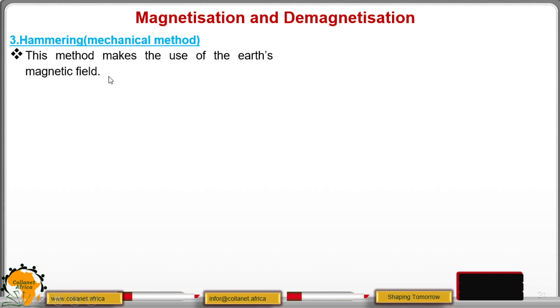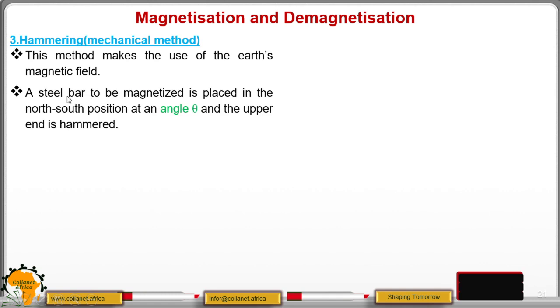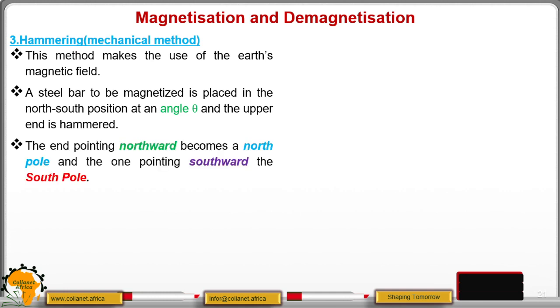Now, when you are using this method, we try to use the Earth's magnetic field. So we make sure that the material that is being magnetized is placed in north-south direction. We place it in this direction so that we can utilize the magnetic field, so that now the dipoles will try to align according to the Earth's magnetic field. So the head pointing northward will become a north pole, and the one that is pointing southward, or the geographical south, will become a south pole. This is what we have here.